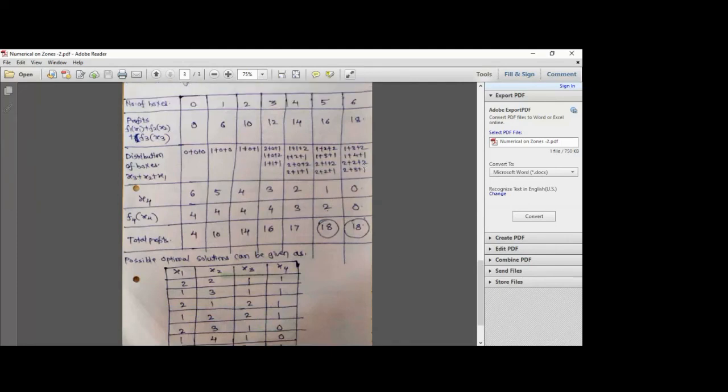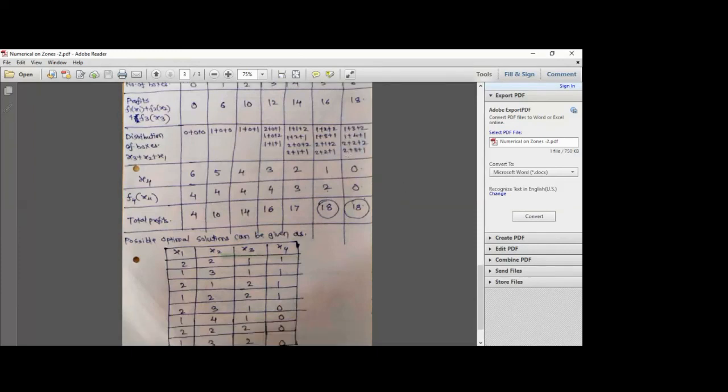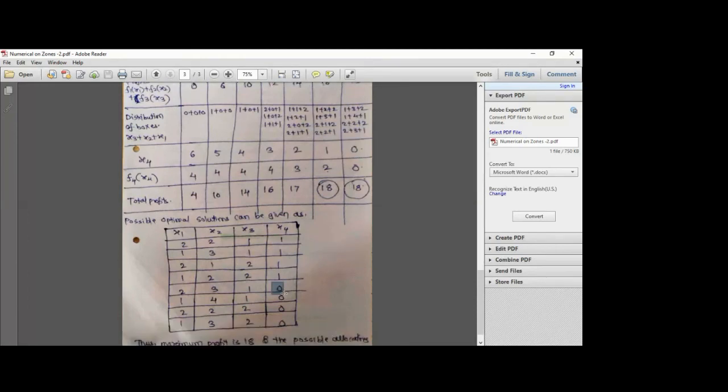Same way, we can move ahead for these 18 values. We are going to consider all these 4 values. 1 plus 3 plus 2 is written as x3 plus x2 plus x1. We write it in the format of x1, x2, x3. So 2, 3, 1. So here you can see it is 2, 3, 1. And what will be the x4 value now? X4 value is 0. So that is written here.